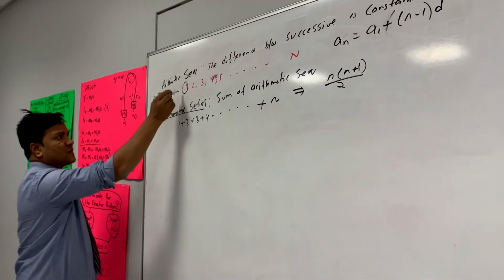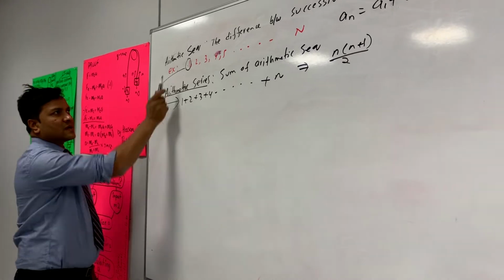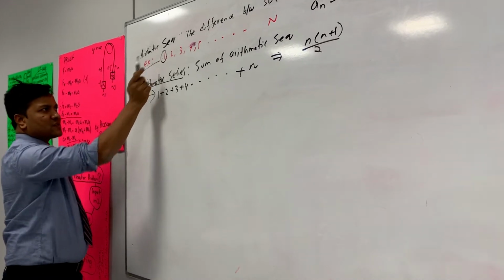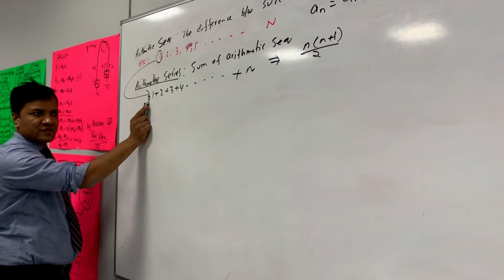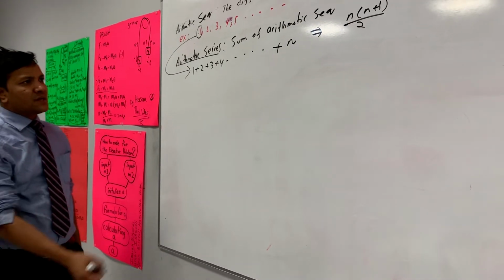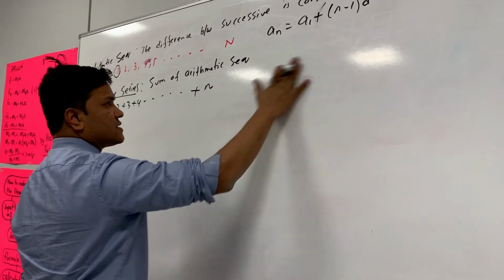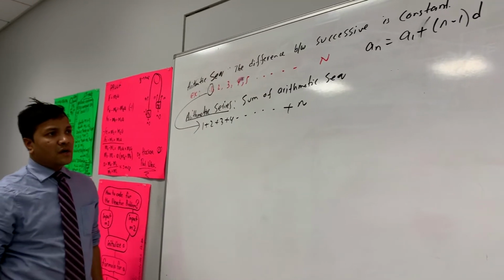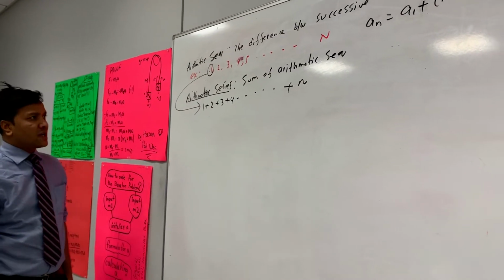So this is a geometric, this is an arithmetic sequence, and this is an arithmetic series. All right, so what is the equation for an arithmetic series? I'm gonna erase this. I'm gonna write a general equation for an arithmetic series.